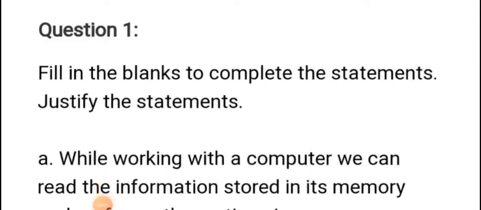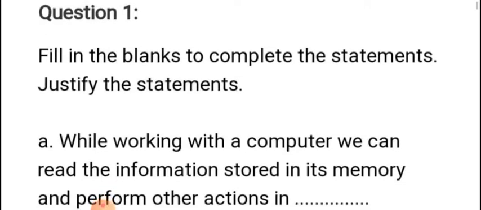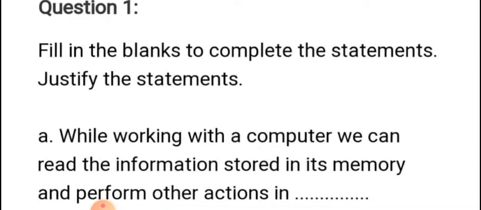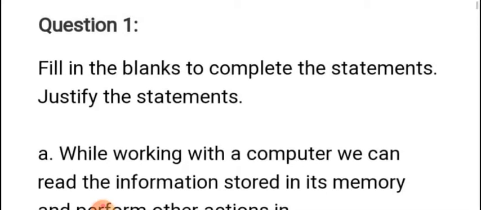Ninth standard, subject science, science 2, chapter number 10, information communication technology. As we have discussed in the last lecture, we have completed our chapter. Now, the part of your question and answering. So, the very first question is fill in the blanks, given in your exercise.